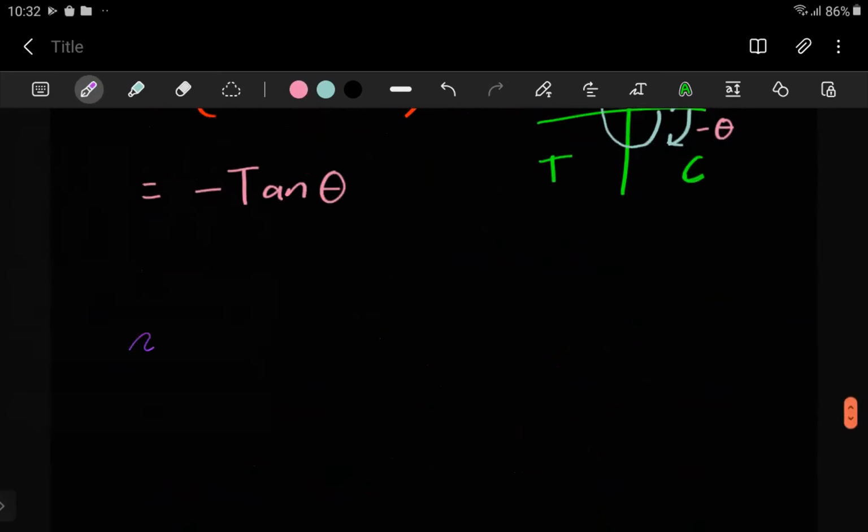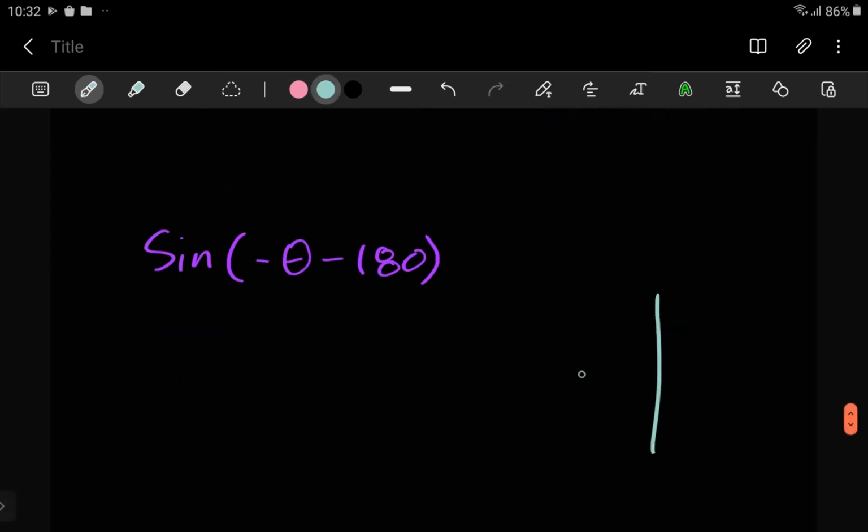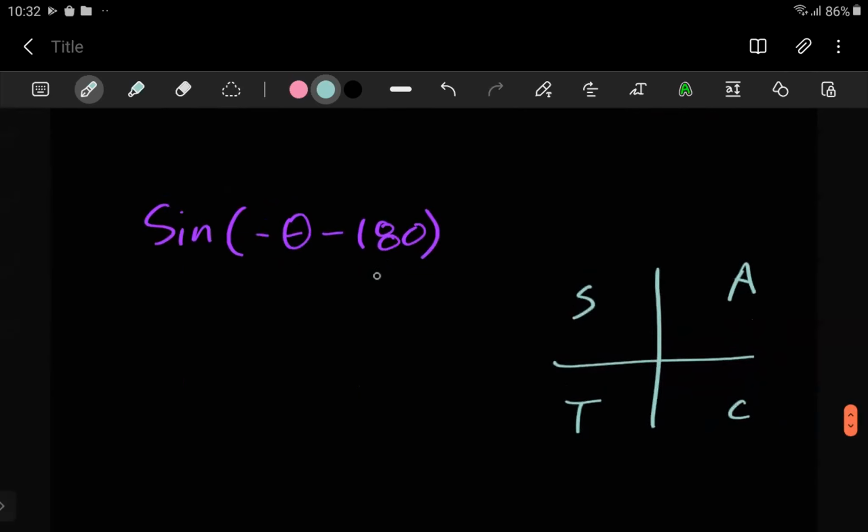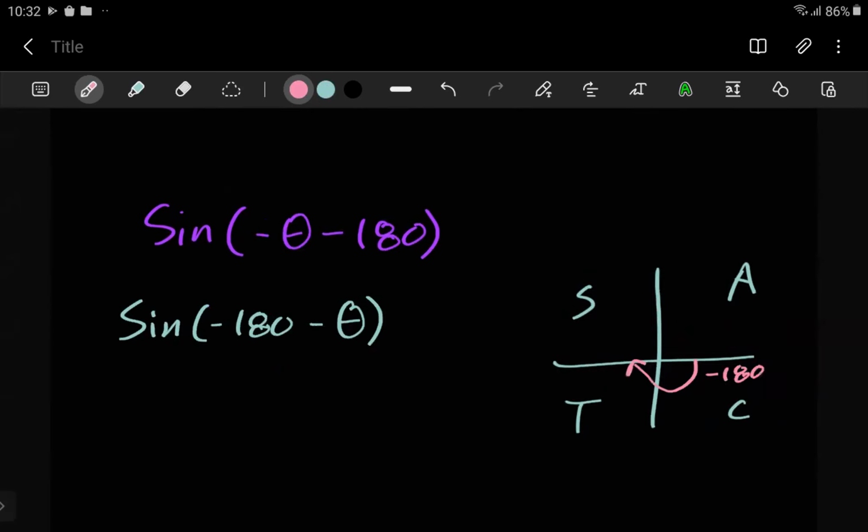So if you had, let's say, sine of negative theta, negative 180, doesn't matter. All I'm doing first is writing down the CAST diagram, drawing it out. If you swap these around, then I have negative 180 and then negative theta. And then we said, if you're dealing with the minus, it's going clockwise. So that's going to be minus 180. And then if you keep minusing, it's going to be minus theta, which is landing you in this quadrant where sine is positive. So this is going to be equal to a positive sine theta.